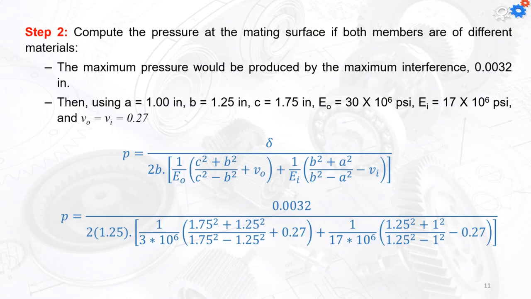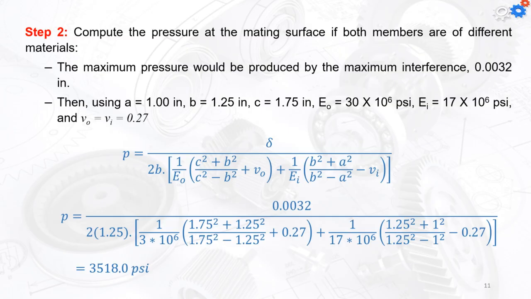Now, in the book, you may miss this 2 in the front of the B. I don't know what the reason is, but some of the examples are missing this 2 in front of the B. Now, just substitute everything. The delta is the maximum interference, which is 3.2 divided by 1,000. And then by applying everything, you will find that the answer will be equal to 3,518 psi. So we finish with step number 2.